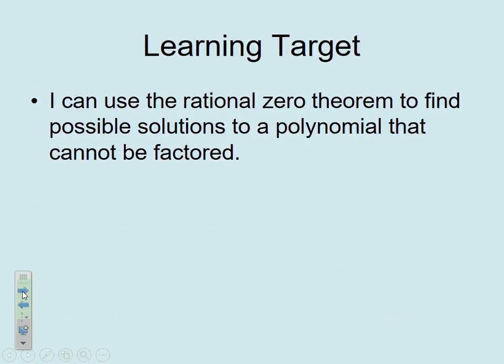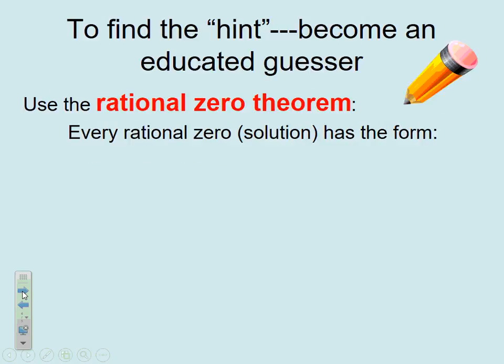Our learning target is I can use the rational zeros theorem to find possible solutions to a polynomial that cannot be factored. So if you want to get that down, that'd be wonderful. All right, after that, the rest of these slides need to be written down in your notes, please. So here we go. We need to write this one down.